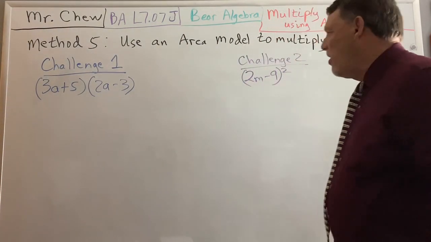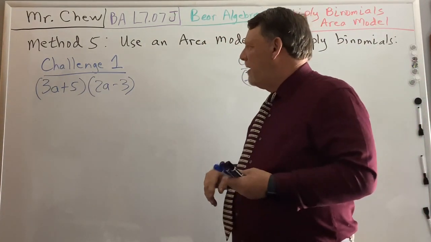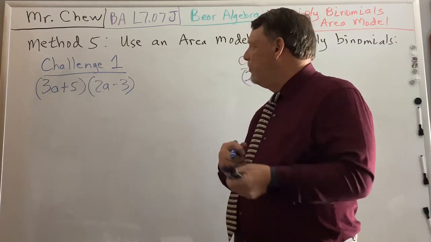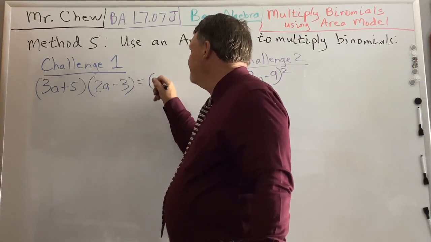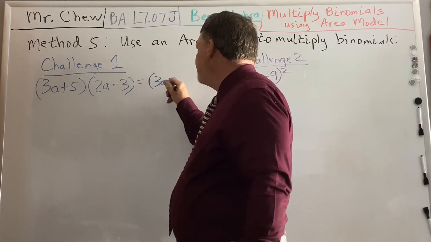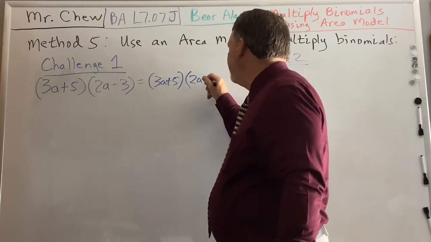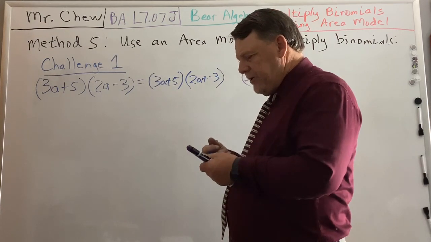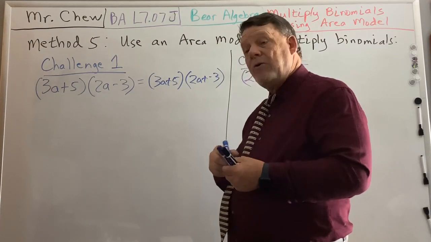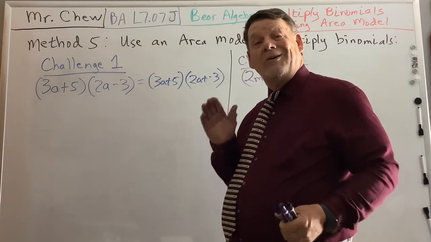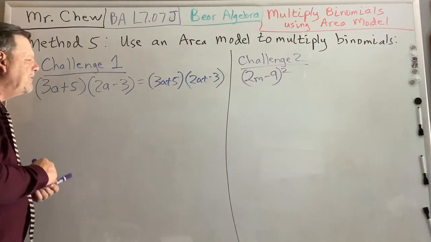All right, so in challenge 1, it said 3a plus 5 times 2a minus 3. And I told you to change the 2a minus 3 to plus the opposite. So we want it to be 2a plus negative 3. And why did I do this? Because in our area model rectangle that I told you to draw, we were putting plus signs on each of the intersection lines.